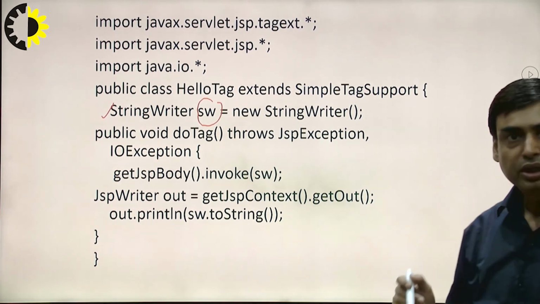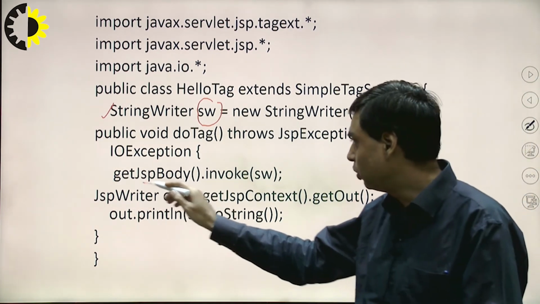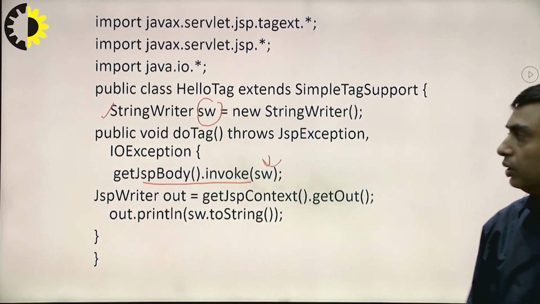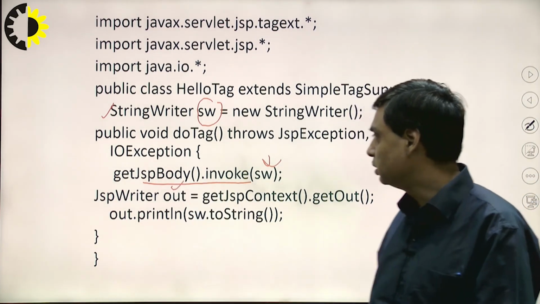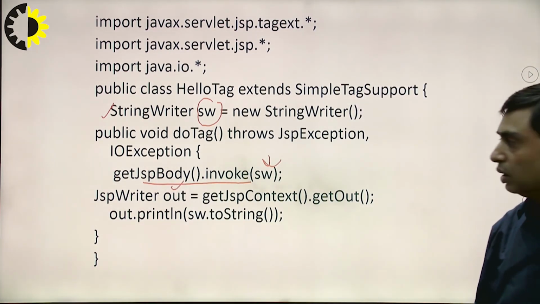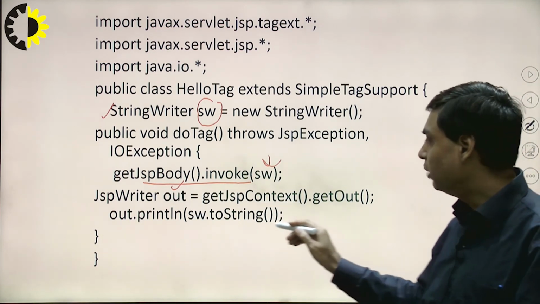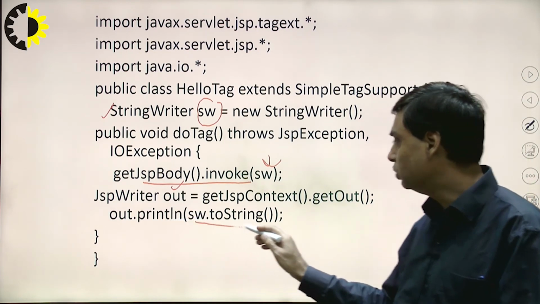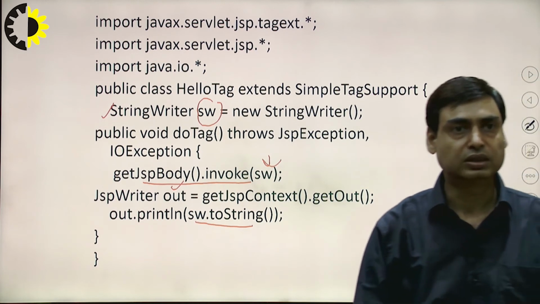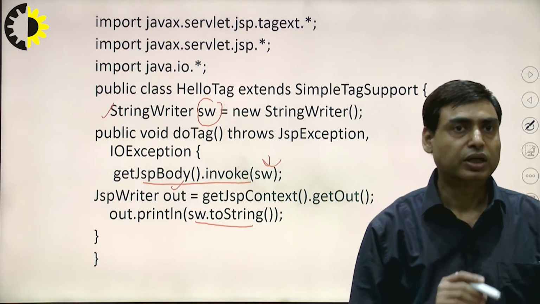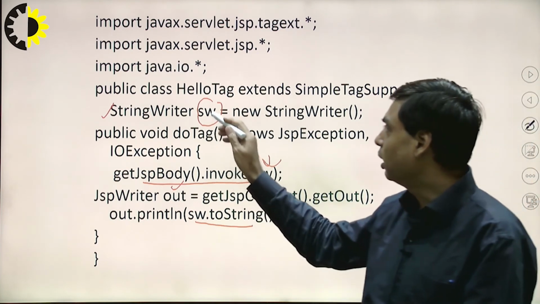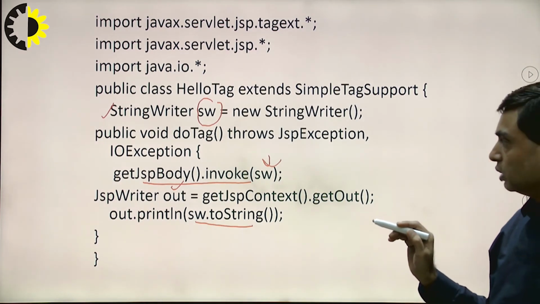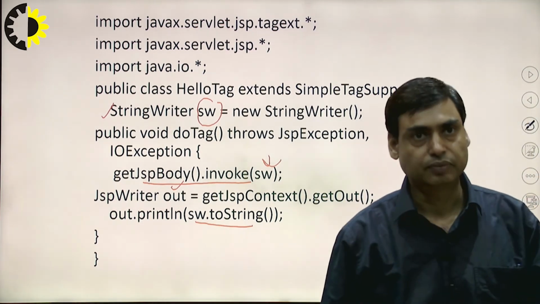To receive the body content of the tag, we have to use getJspBody().invoke(sw), where sw is the StringWriter that we have already created. Then we use the JspWriter out object, using getJspContext().getOut(), and we display the message to the client browser. So we are using out.println(sw.toString()), formatting the message into string format. Whenever we are using the body content of a tag, we have to define a variable of type StringWriter, then use the out object of JspWriter and display the value at the client browser.